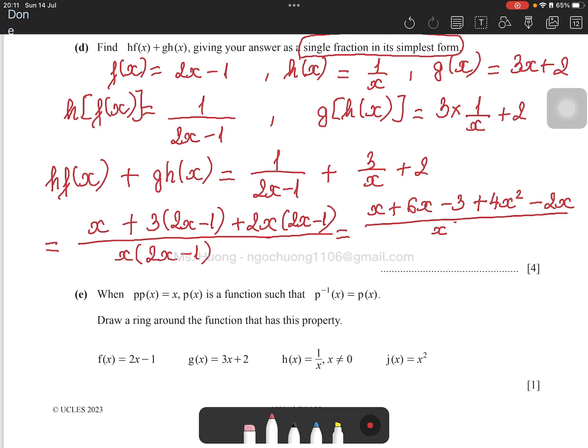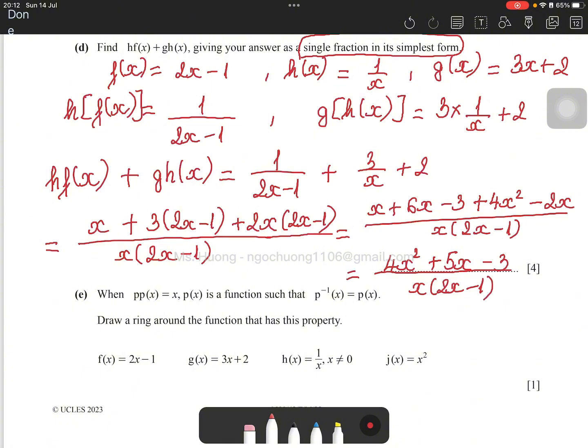Over x multiplied by 2x minus 1. Now we simplify the numerator. 4x squared. I'll write it again. x plus 6x minus 2x means 1 plus 6 is 7, 7 minus 2 is 5. So we have 5x. And finally, I write negative 3, all over x multiplied by 2x minus 1. This is the final answer.